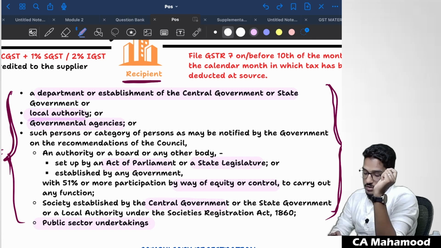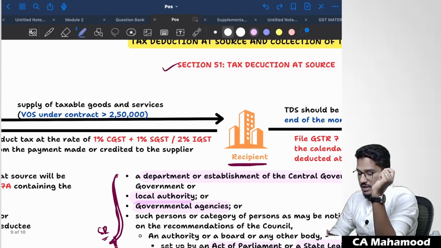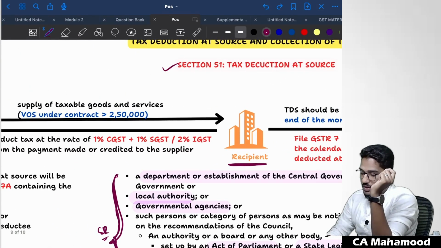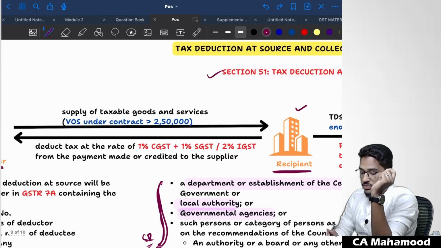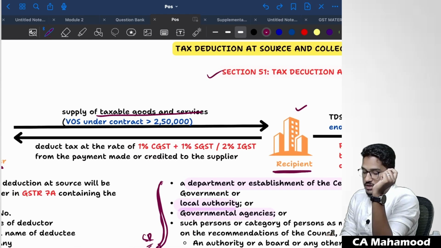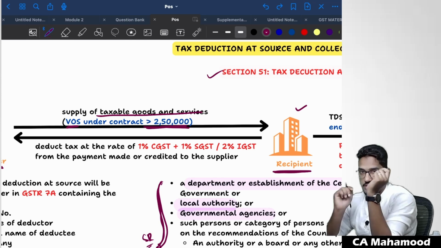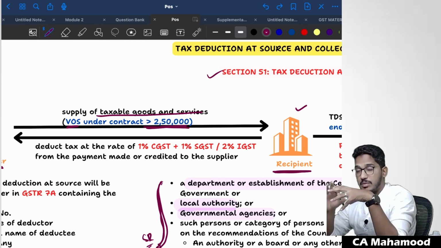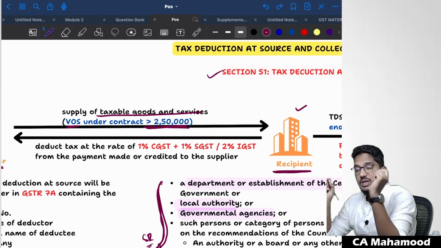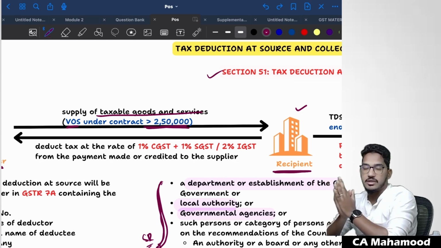And one more condition is also there. For TDS to become applicable, the recipient should fall under any of these categories. In addition to that, there must be a supply of taxable goods and services, and the value of supply should be greater than 2,50,000. TDS will become applicable only when a taxable supply of goods or services is happening. And also TDS will become applicable under the contract only if the total value of supply is more than 2,50,000, then only TDS will be deducted.